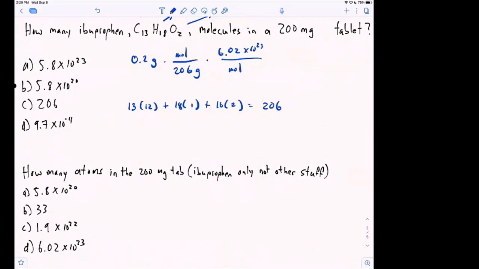So 6 times 30 is going to be 180. I'm estimating 5.8 by 6 and 33 by 30. 6 times 10 to the 20 times 30 is going to be 180 times 10 to the 20. I mean, 1.8 times 10 to the 22. So the answer is C. Okay, you can do this. You can do this the long way.